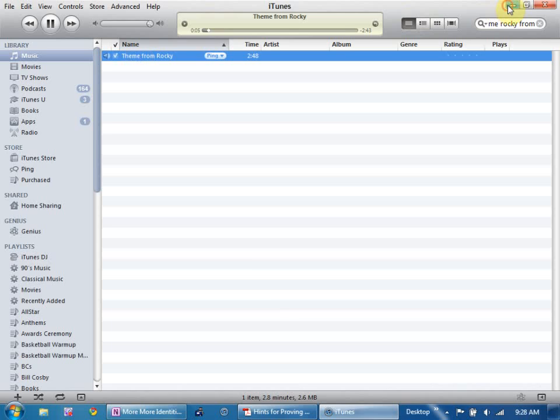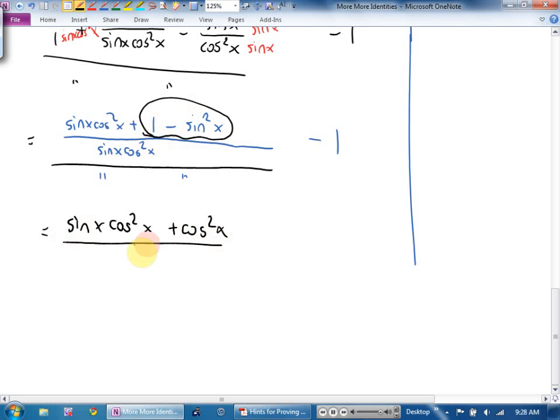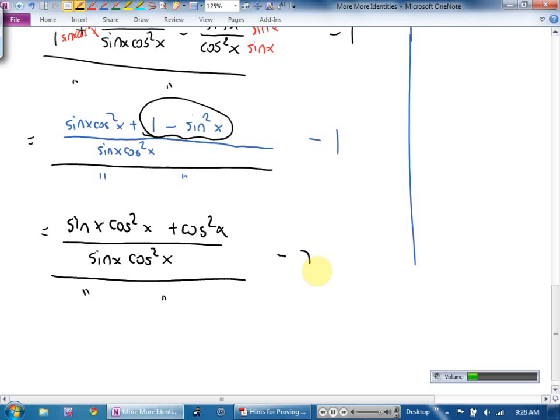So we got sine x cos squared x plus cos squared x. That's this guy right here. All over sine x cos squared x. All over that thing, minus 1. A little too loud. What do I have on the top here? GCF. All right.